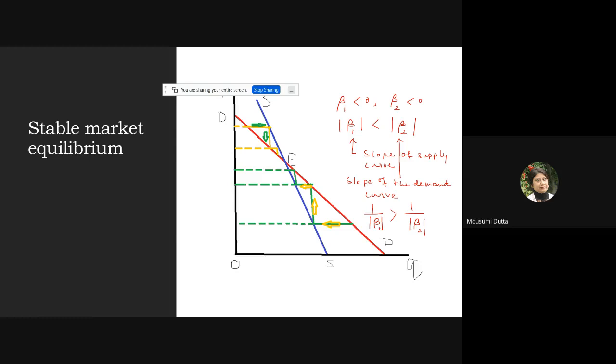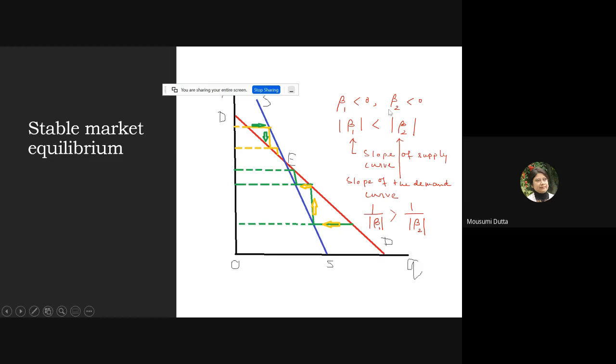So here we are getting a monotonically convergent time path. Convergent, because we are moving towards equilibrium. Monotonic, because there is no fluctuation. It will not move up and down around the equilibrium.